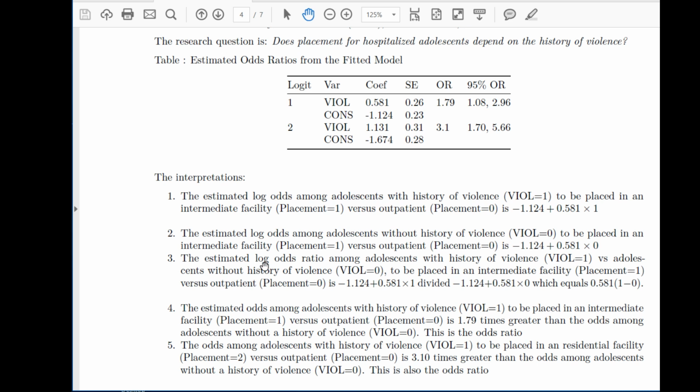So the estimated log odds ratio, the ratio between the two odds, is minus 1.124 plus 0.581 times 1, compared with minus 1.124 plus 0.581 times 0, which actually equals, because this is the log odds ratio, 0.581 times 1 minus 0, so this equals 0.581. Okay, that's the estimated log odds ratio between VIOL 1 versus VIOL 0.